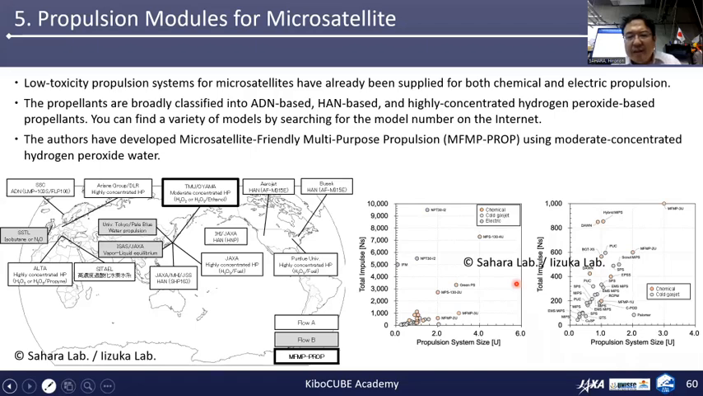The propellants are broadly classified into ADN-based, HAN-based, and highly concentrated hydrogen peroxide-based as the propellants in flow A. On the other hand, we are developing MFMP prop. It is based on flow B, but has a performance that can be compared to a miniature car instead of a bicycle, and some of them are space-proven.